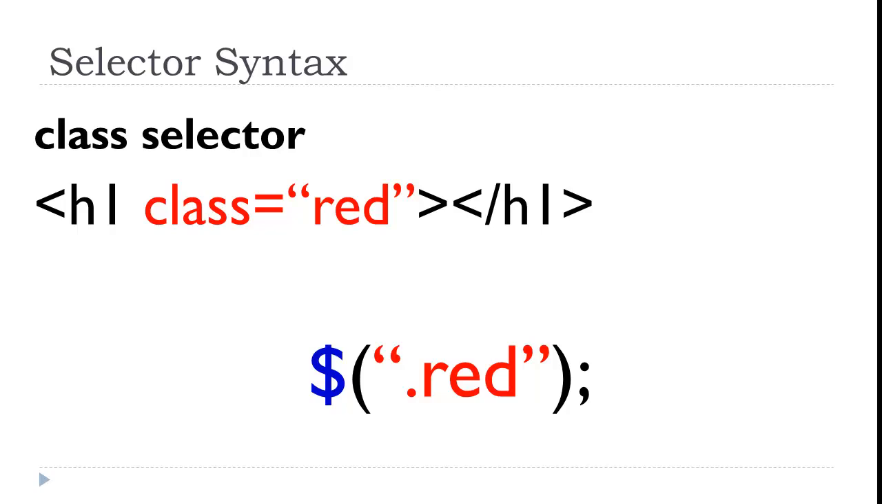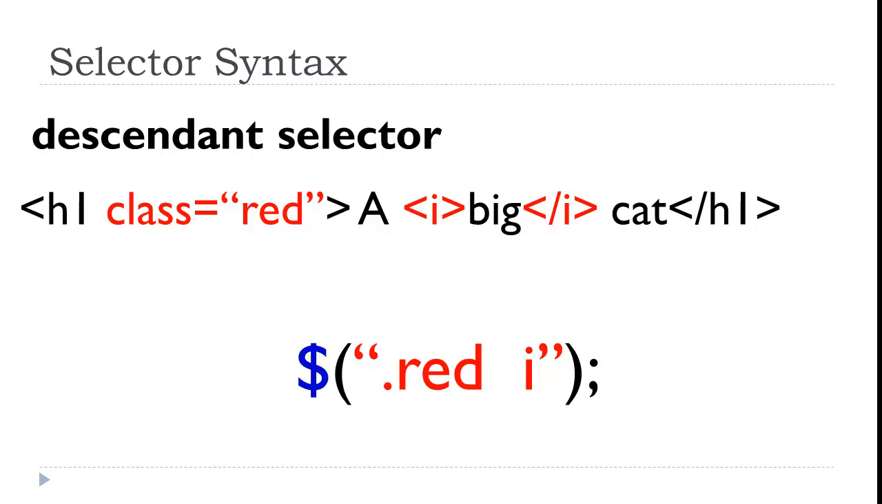All right, a class selector. Here in our H1 element, class equals red. This is CSS. If we wanted to access every essentially object or element that had a class of red, this is how we would do it using jQuery. Dollar, and in parentheses, the name of the class. The class selector is the same as the CSS selector, dot red. You need the period there.